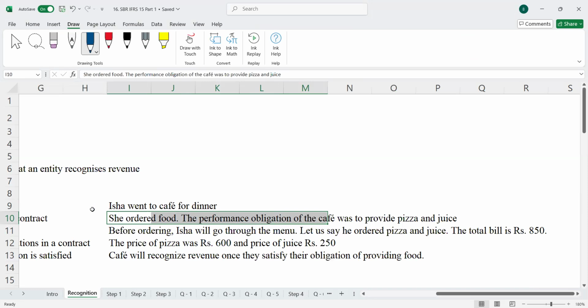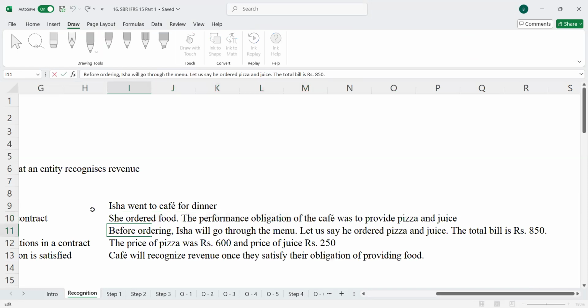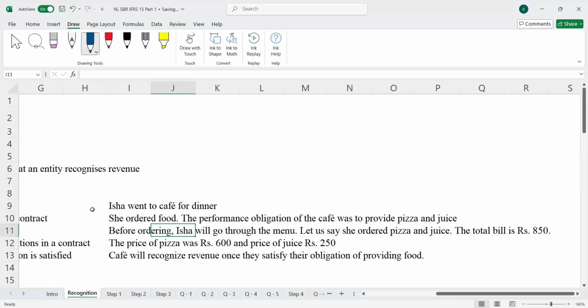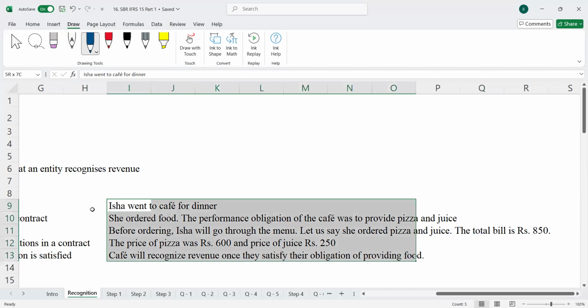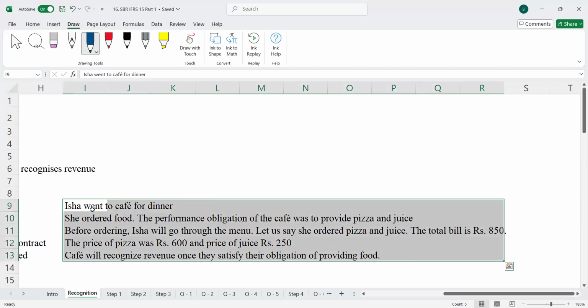Before ordering, Isha will go through the menu. Obviously, right? We all go through the menu first. Let us say she ordered pizza and juice. The total bill is 850. Out of this total 850, how much is towards pizza and how much is towards juice? Let us say the price of pizza is 600 and the price of juice is 250. Once you eat your food, you pay the bill to the restaurant. They will then recognize revenue. I am talking from the restaurant's standpoint because we are discussing the chapter on revenue.